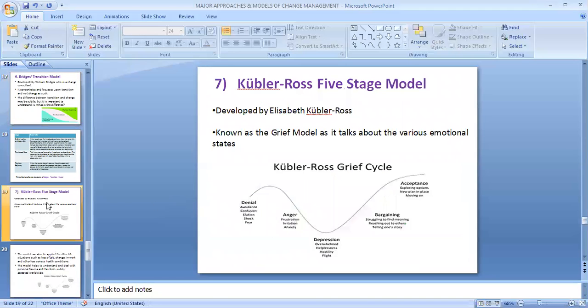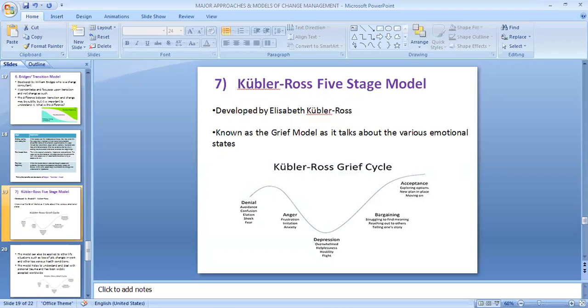And now we are going to look at the final model, the Kubler-Ross 5-stage model. Okay, so we are going to look at the final change management model in this module. The Kubler-Ross 5-stage model was developed by Elizabeth Kubler-Ross after she pursued her research on the dying and death. This model is thus also known as the grief model. Grief model and Kubler-Ross 5-stage model are the same.